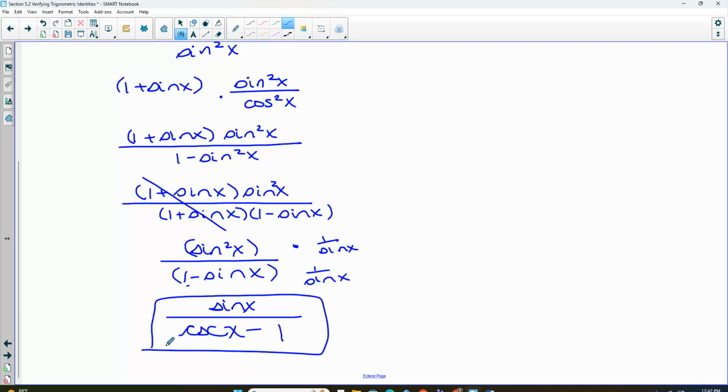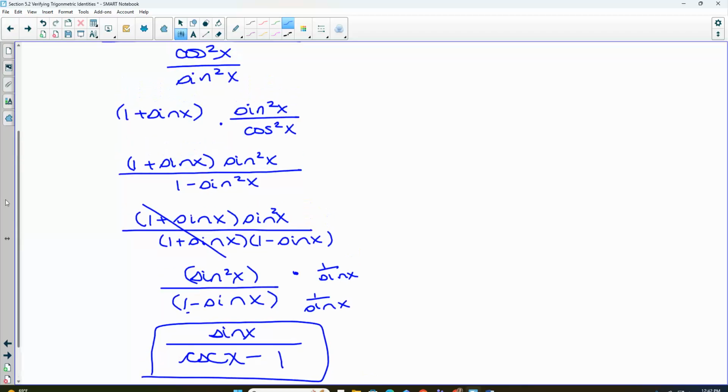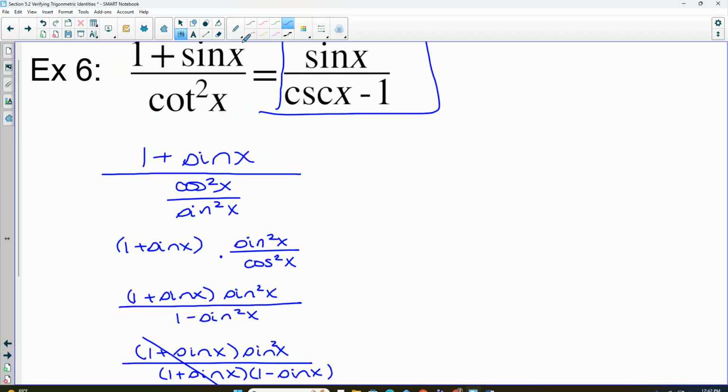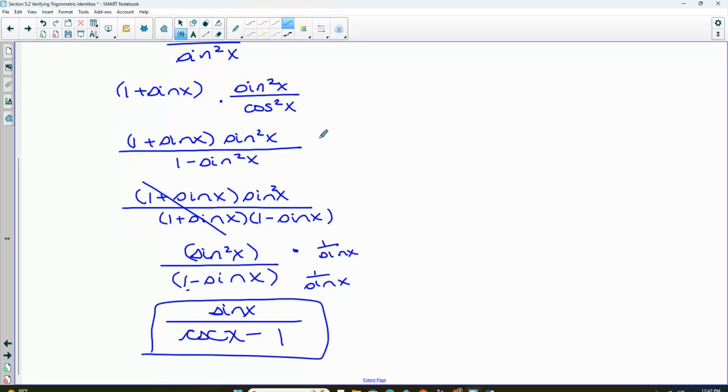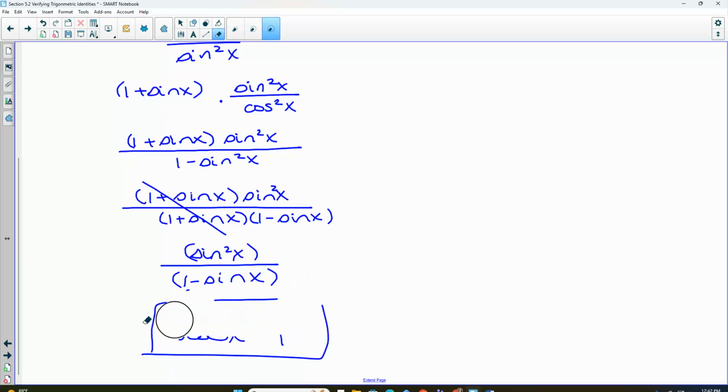Now, did we take the easiest path? No, probably not. Did anyone have a different idea of what we could have done with this cotangent squared? You could have changed it to cosecant squared minus 1, and then factored and gotten it from there. But what do we do? It was pretty smart to take it times 1 over sine, but what if we didn't think about that? What if we got here and we were just totally stuck?